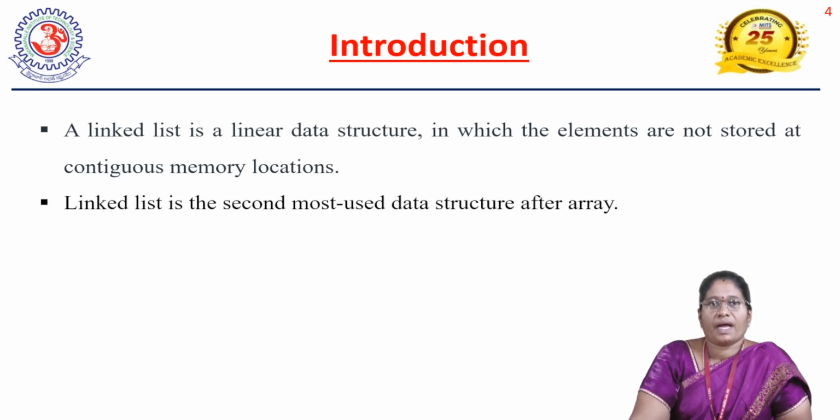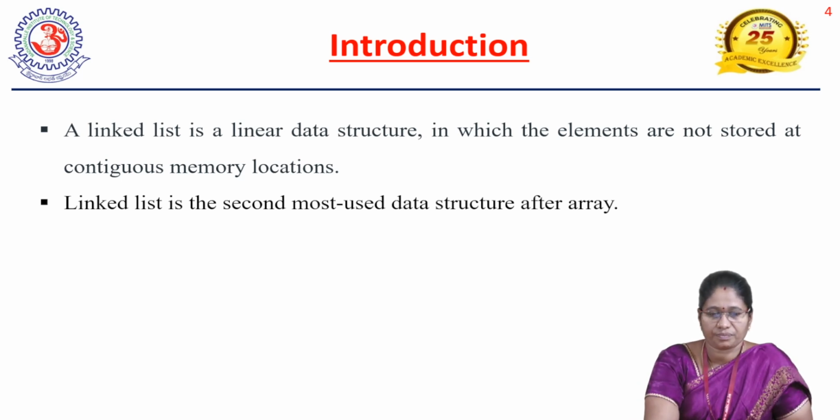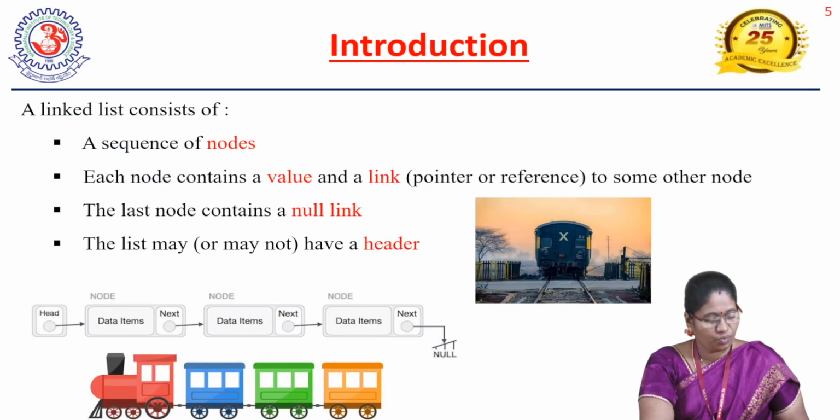Another point is that it is the second most used data structure after the array. The array is a linear data structure with contiguous memory locations. But when you come to the linked list, it is not stored contiguously. It is stored in non-contiguous memory locations. That is the main advantage.